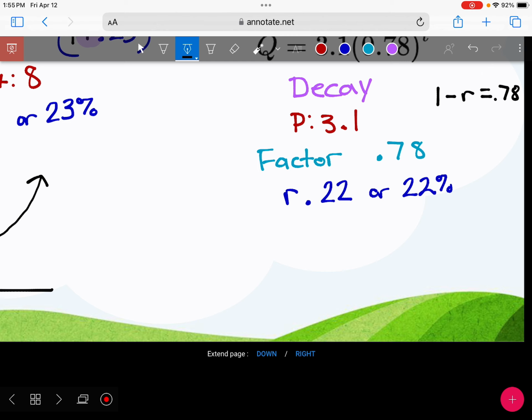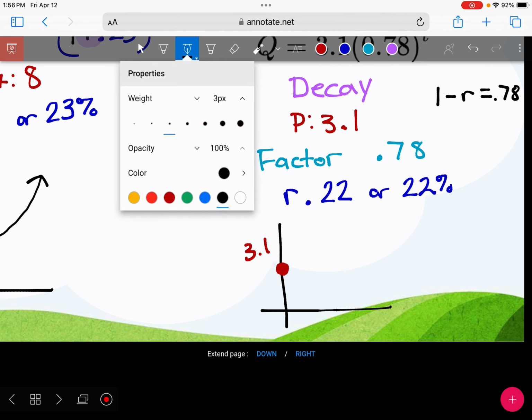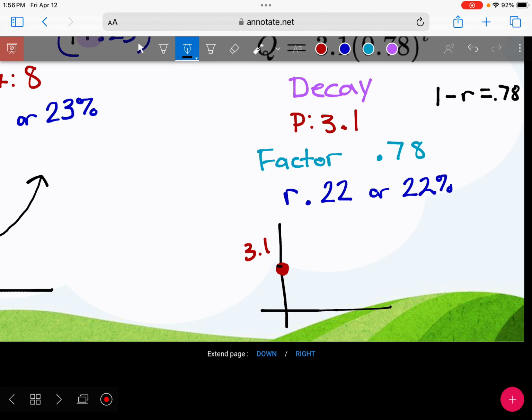And then our last piece on this one is our sketch, where we're going to start at 3.1. And we're not doing any kind of scale here, so I know it's on my y-axis somewhere, and I can just label it 3.1. This time it's not growing though. It's going to get smaller. It's decaying. So it's not going to go up, it's going to curve down. And it might go below the line, it might not go below the line, but it's going to curve down.